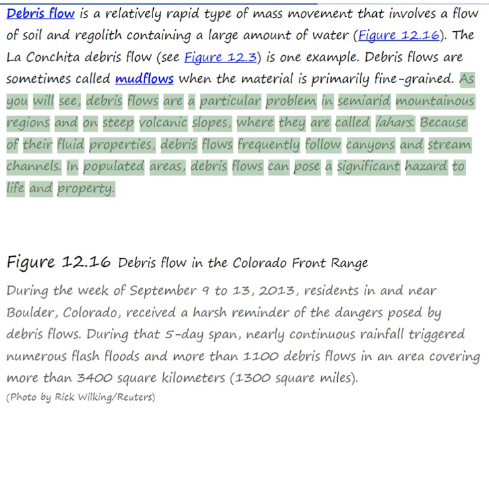As you will see, debris flows are a particular problem in semi-arid mountainous regions and on steep volcanic slopes, where they are called lahars. Because of their fluid properties, debris flows frequently follow canyons and stream channels. In populated areas, debris flows can pose a significant hazard to life and property.